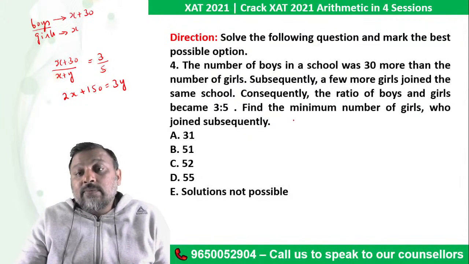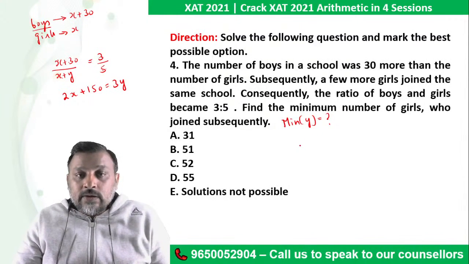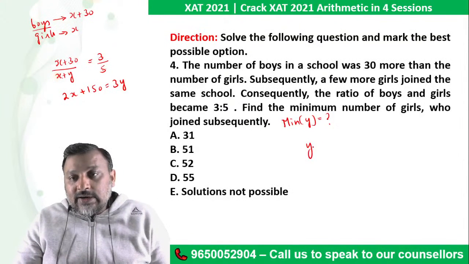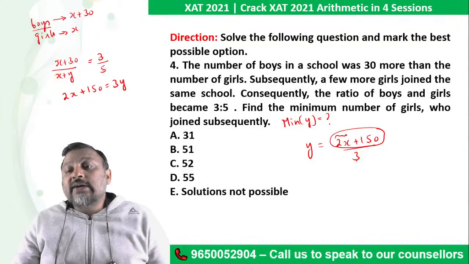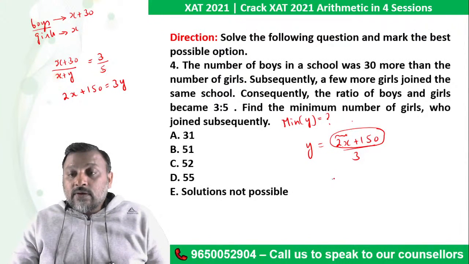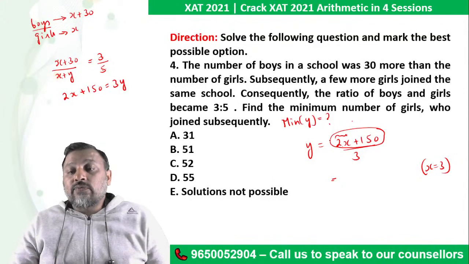So I need to find the minimum number of girls. That means I need to minimize y. Now this equation can be written as 2x plus 150 by 3. Can we say this would be divisible by 3 only when this part is divisible by 3? Because 150 is already divisible by 3. So the minimum value of x for which this is divisible would be 3. If I put x as 3, can we say y would also get minimized? Since y is this whole thing by 3, if I take the minimum value of x, I will get a minimum value of y.